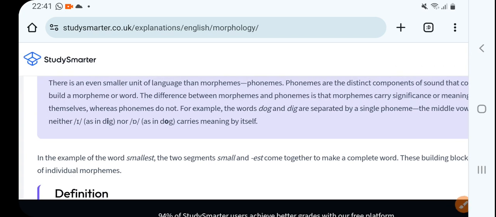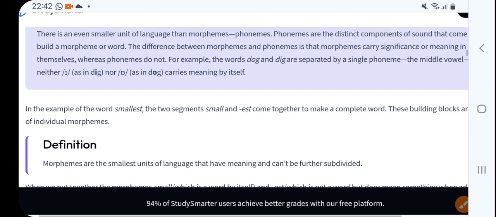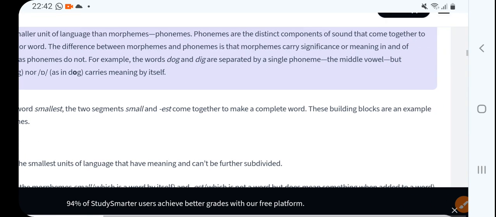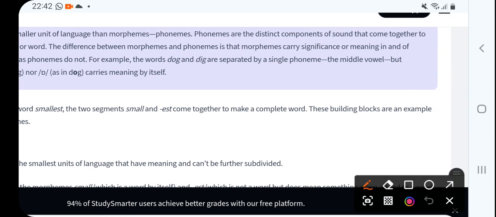And whereas phonemes do not have meaning or significance. Phonemes are just little sounds, right? So that is a phoneme. For example, the words dog and dig, very important, are separated by a single phoneme, that is O and I.